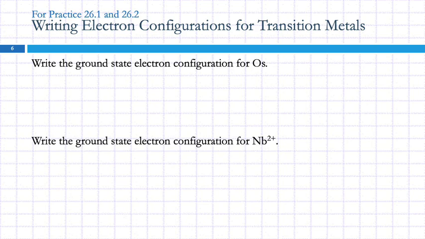Okay, so writing electron configurations for transition metals. Do 2 examples here just to review. Write the ground state electron configuration for osmium, and then for the niobium 2+ ion. For osmium, we need to find it on the periodic table. That's a weird one, number 76. It's in period 6, so we go up to period 5 and all the way to the end to find that noble gas, xenon. So we're going to start this off with xenon in parentheses.